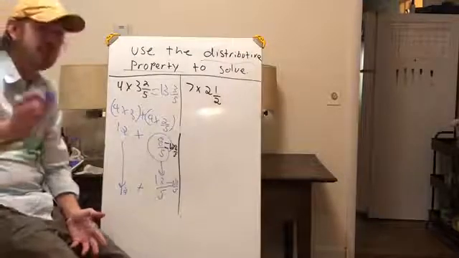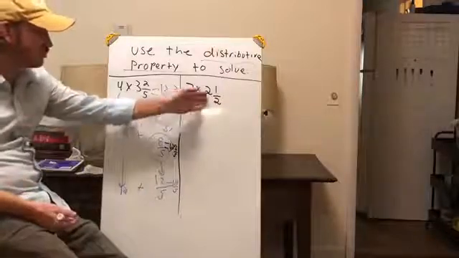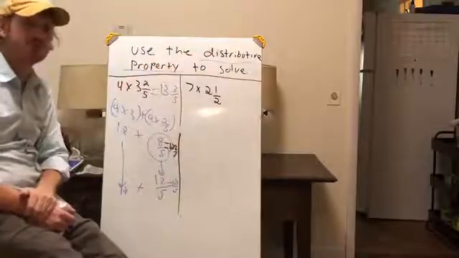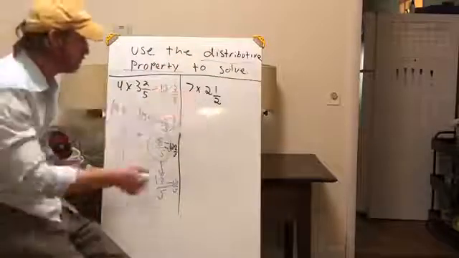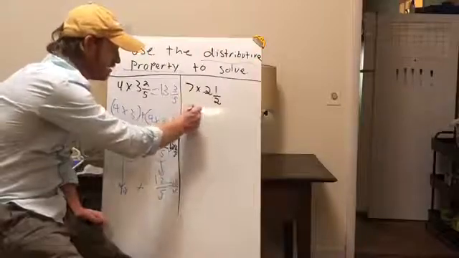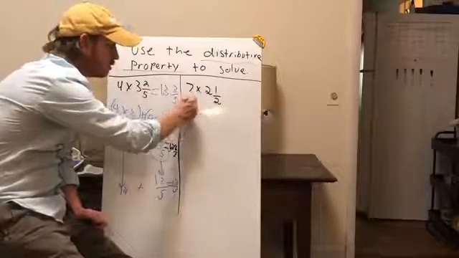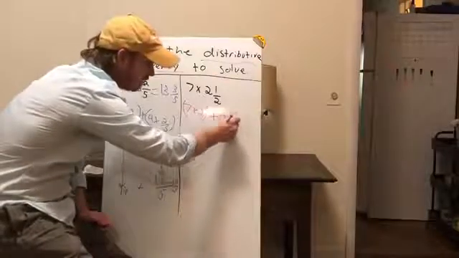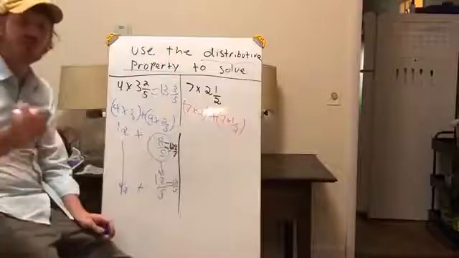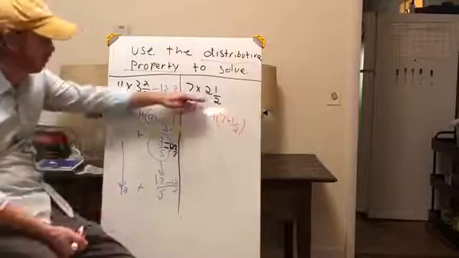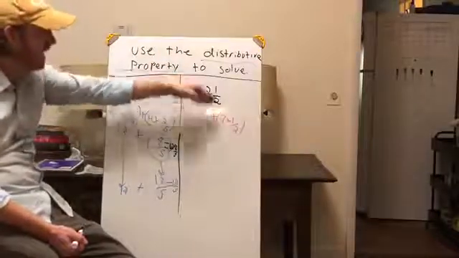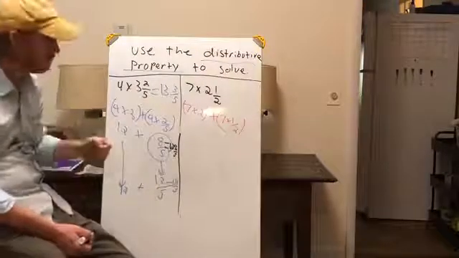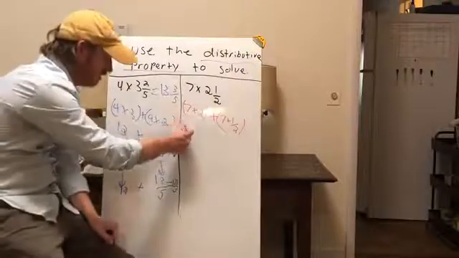So now we're going to do the next problem. 7 times 2 and 1/2. And we're going to use the distributive property. So, breaking this up, I have 7 times 2 plus 7 times 1/2. I've used the distributive property to turn my 7 times 2 and 1/2 into two much simpler equations for me to solve. 7 times 2 is 14.